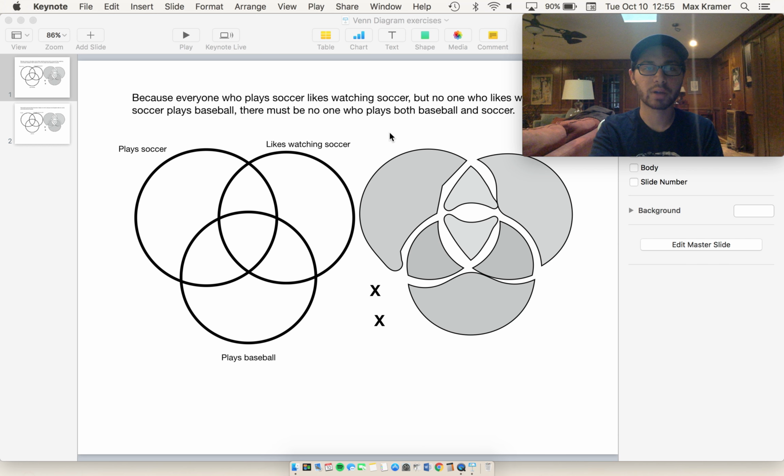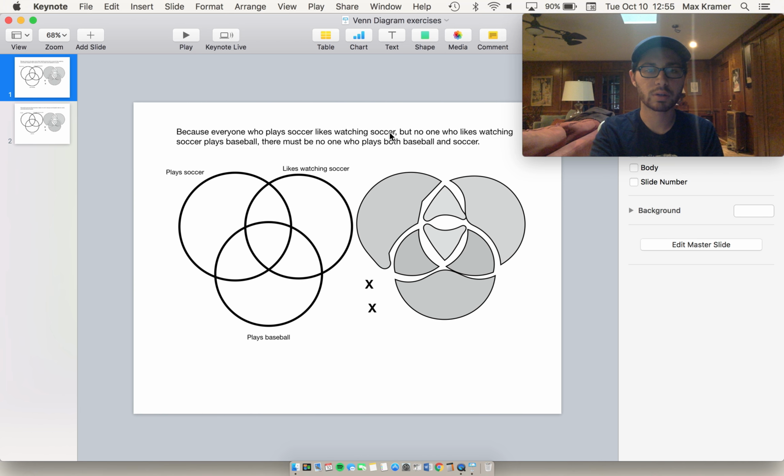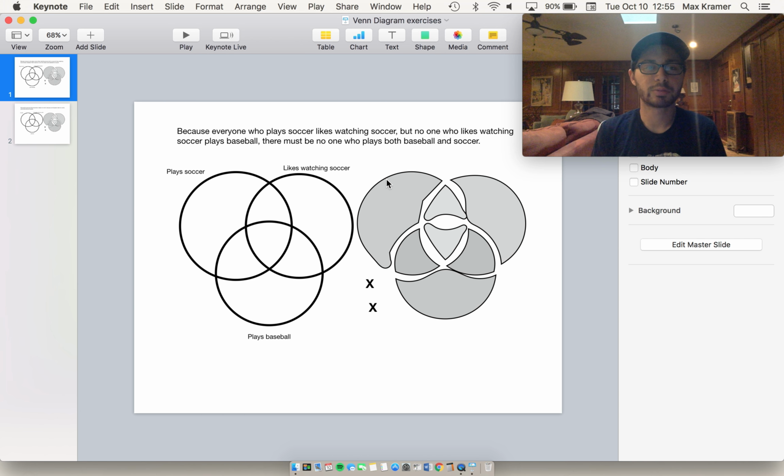Let's get to it. I've got two pretty good examples for y'all here. There we go. So the first one is, because everyone who plays soccer likes watching soccer, but no one who likes watching soccer plays baseball, there must be no one who plays both baseball and soccer.